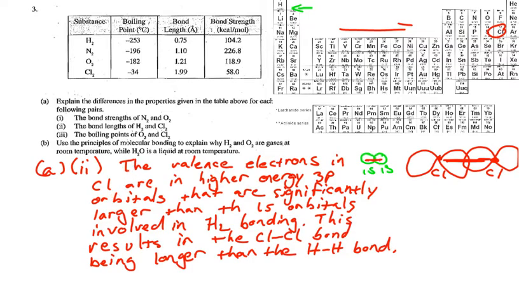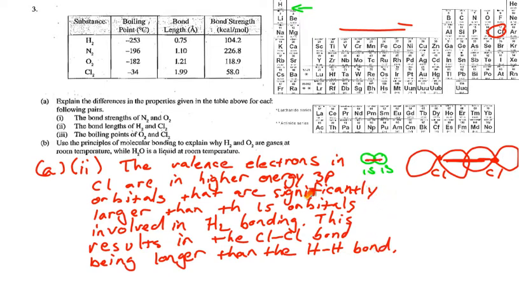Alright, so let's read what I came up with. The valence electrons in chlorine are in higher energy 3p orbitals that are significantly larger than the 1s orbitals involved in H2 bonding. This results in the Cl-Cl bond being longer than the H-H bond. So what could you have gotten away with not saying?